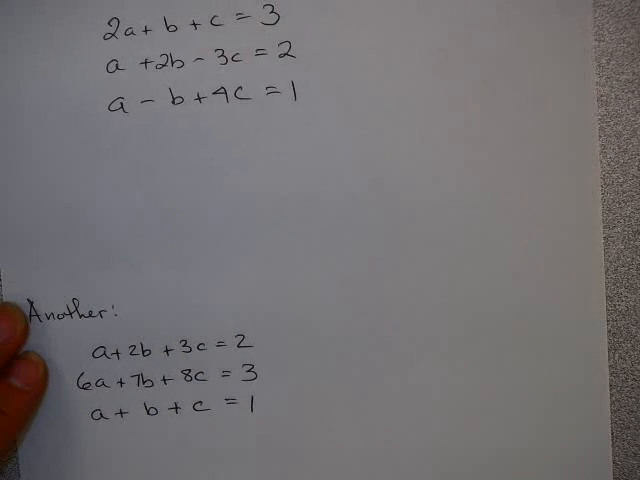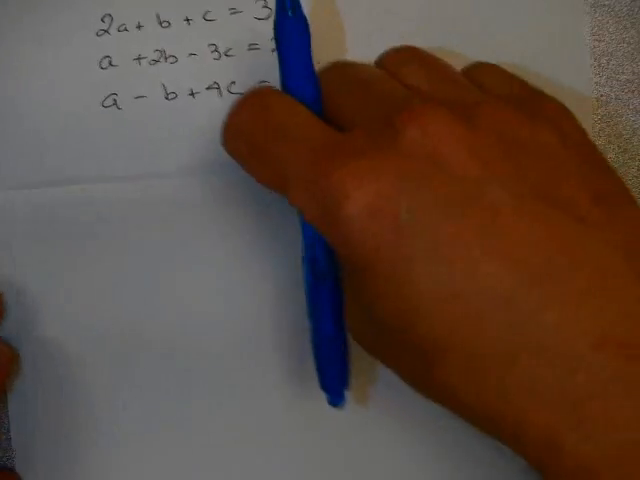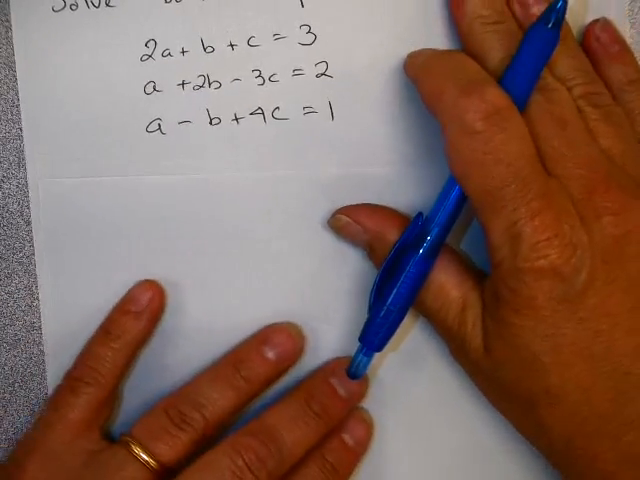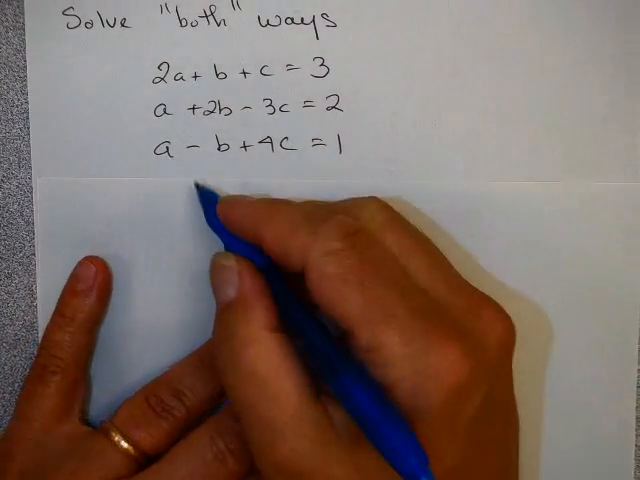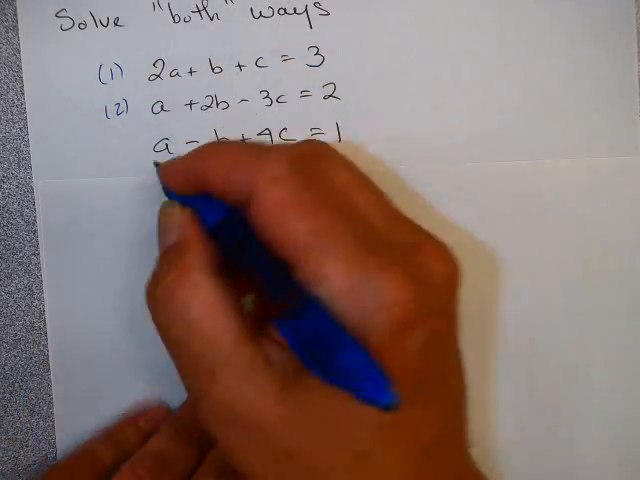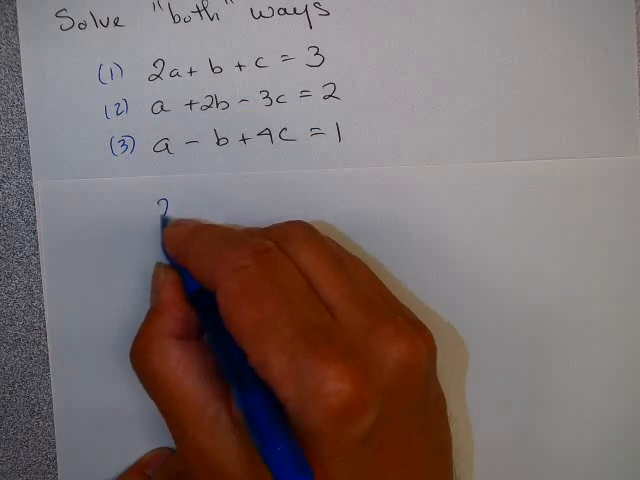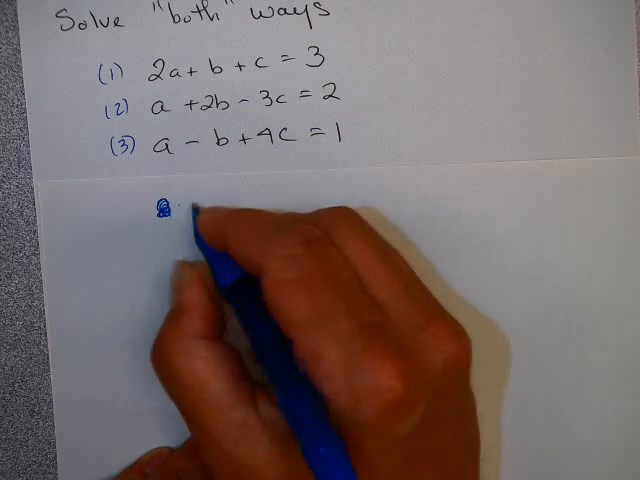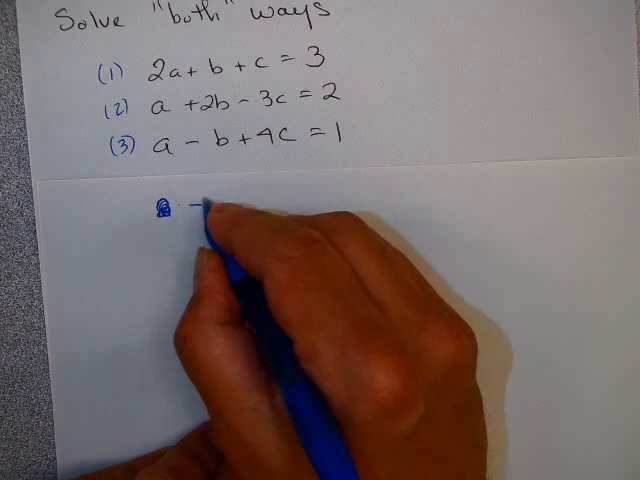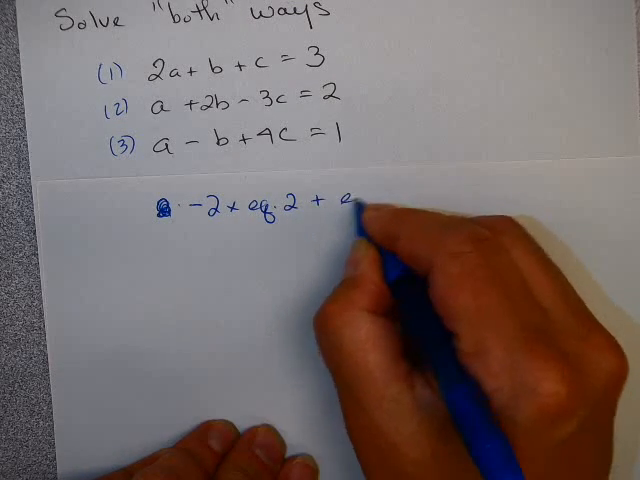Let's try this one both ways. I would like to look at this problem in both ways, both with and without the calculator. So let's take a look at this the old-fashioned way, and I'm going to use the elimination method. I'm going to call this equation 1, equation 2, and equation 3. In equation 1, I'm going to do negative 2 times equation 2, and I'm going to add that to equation 1.